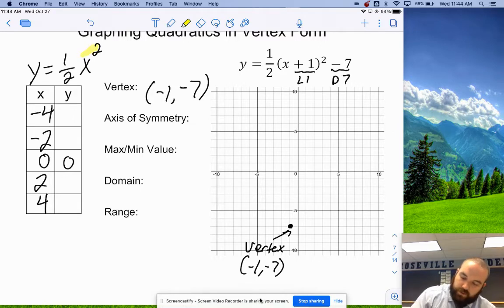Okay. So square the x-coordinate, multiply it by a half, or cut it in half. So -4 squared is 16, half of that's 8. -2 squared is 4, half of that. 2 squared is 4, half of that. 4 squared is 16, half of that.